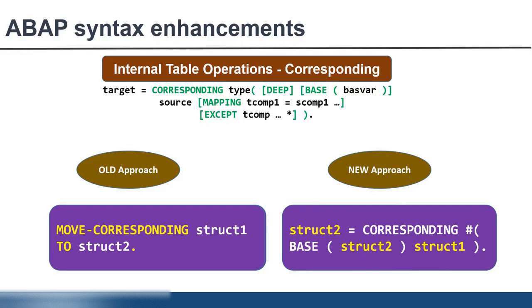Within the first brace, the keyword base has to be used along with the target structure. Outside that, give the source structure. Finally, the resulting values are transferred to the target structure given on the left side. Here, the structures have only one layer, that is, they are not nested.